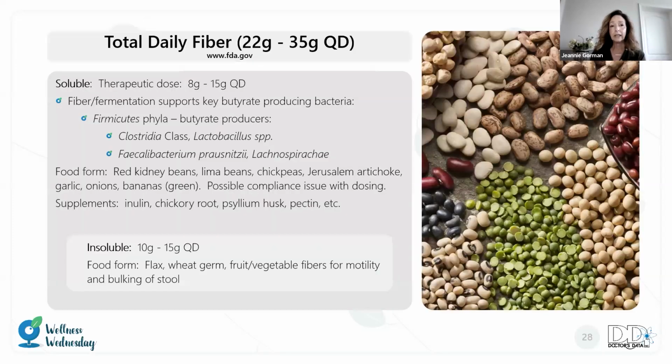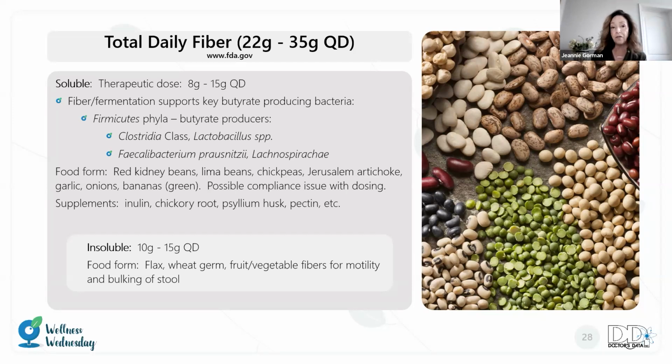Speaking of fiber, quickly, this is our recommendation based on the literature for the health of the microbiome for soluble fiber. The FDA recommends 22 grams to 35 grams total fiber. That's soluble and insoluble. But the soluble fiber is really what we focus in on, therapeutic dosing of that. It helps to feed all of these species, very reliant on that. A more constipated patient can really benefit from enough soluble fiber that are feeding these species.